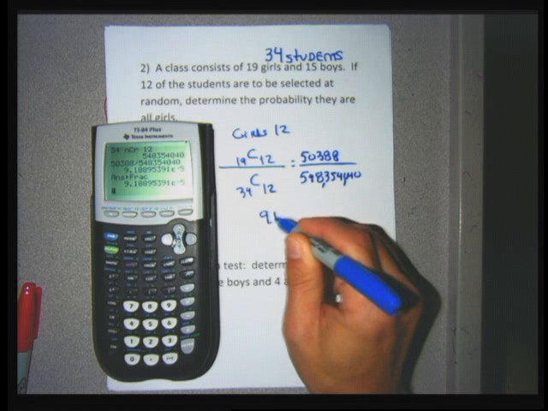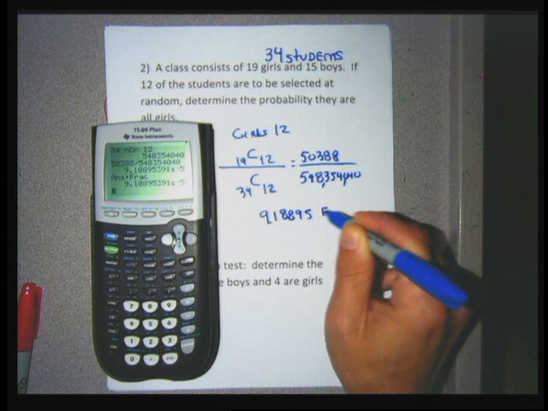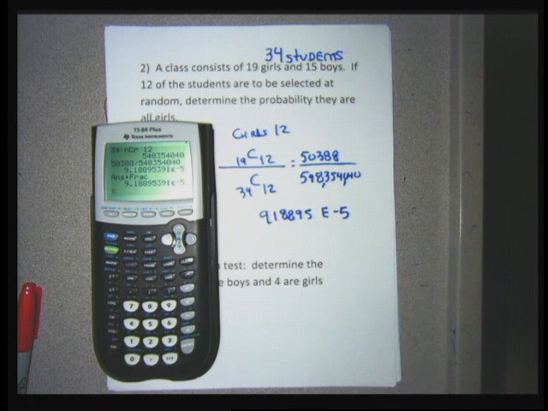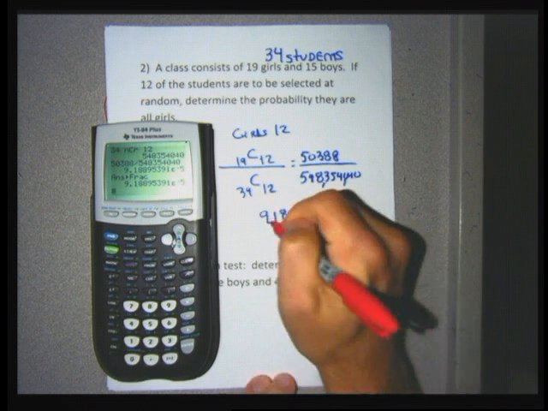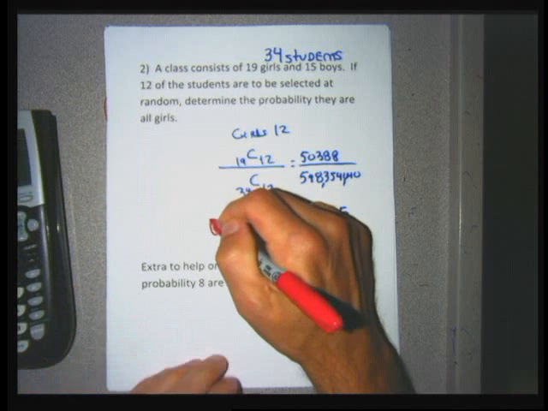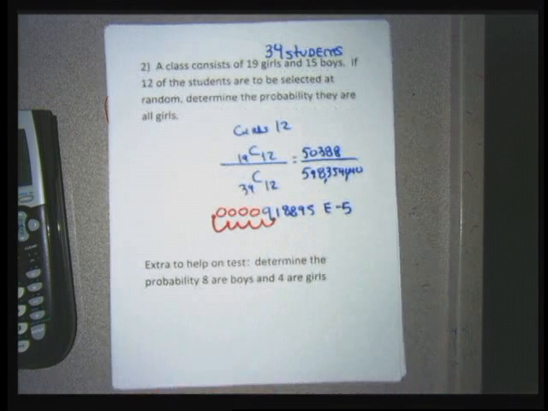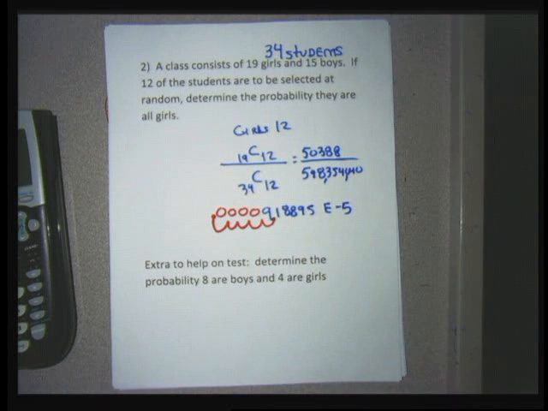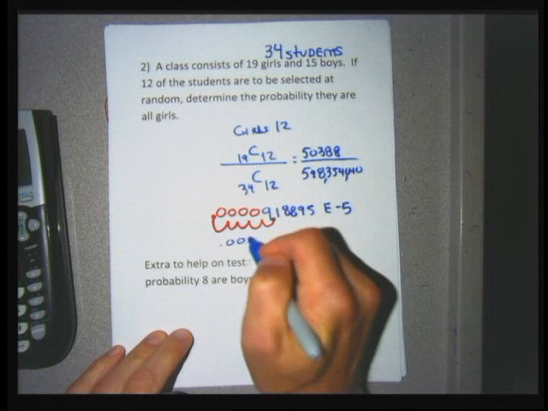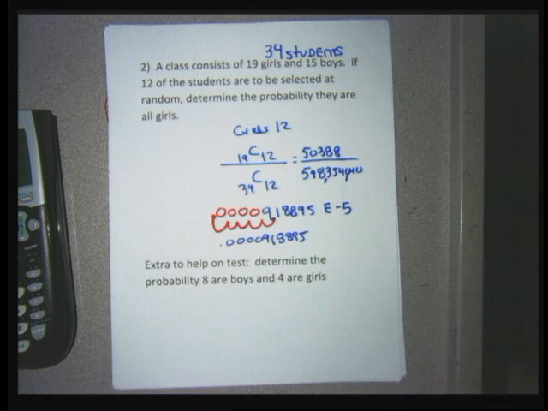My calculator gives me 9.18895 and an e to the negative 5. An e to the negative 5 is my calculator's way of telling me to move the decimal 5 places to the left. Negative means left. So I'm going to take this decimal, move it 1, 2, 3, 4, 5 places to the left, and fill zeros in the spots where there aren't numbers. My calculator tells me that this really is 0.0000918895. And I said to round to 3 decimal places.